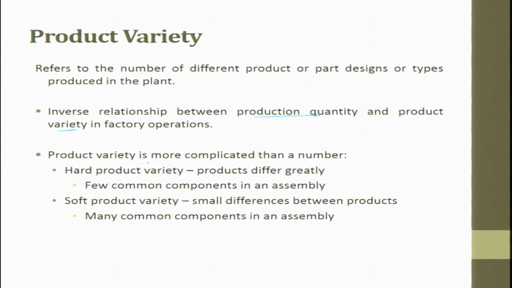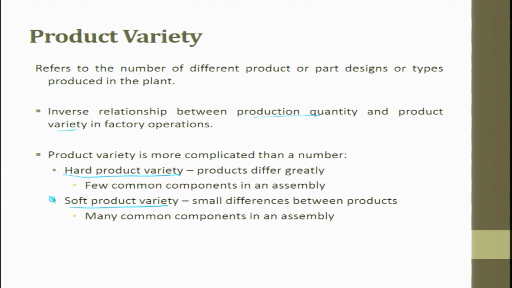The product variety is more complicated than a number. Hard product variety and soft product variety are two different classifications. When the products differ greatly, it is called hard product variety. A small difference between the products is called soft product variety.